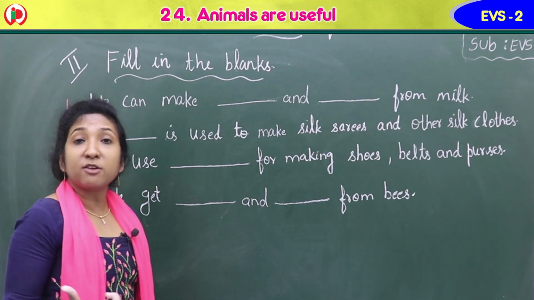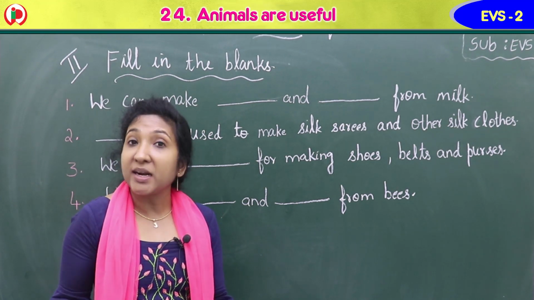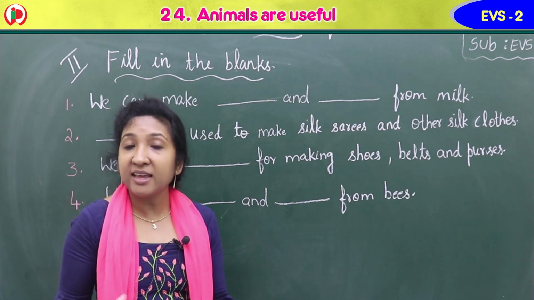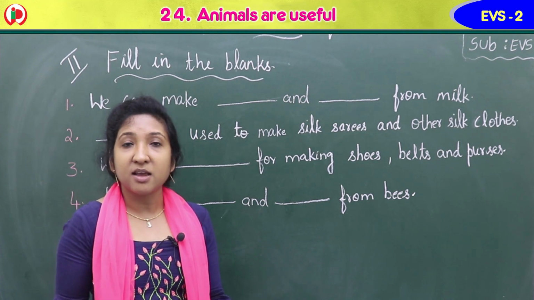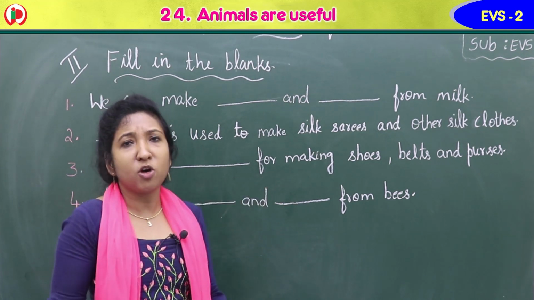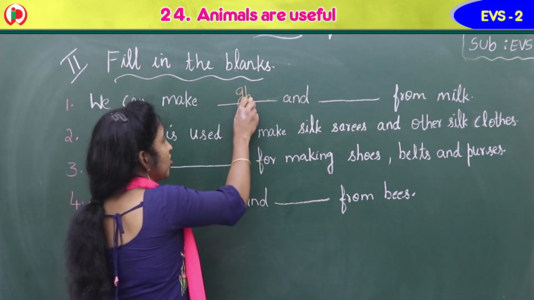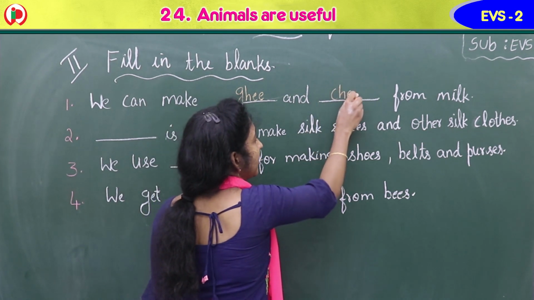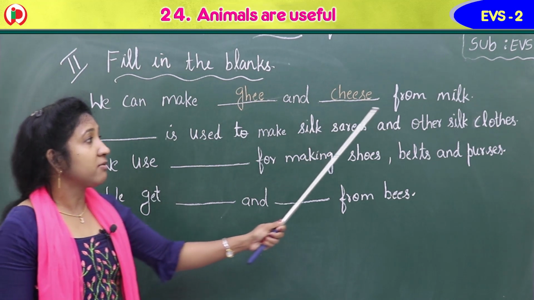What all things can we make from milk? We can make cheese, butter, curd, then ghee. Yes, a lot of products we can make from milk, isn't it? You can write your favorite thing, no problem. Anything you can write. You can write ghee, G-H-E-E. We can make ghee, then we can make cheese, C-H-E-E-S-E, cheese. So we can make ghee and cheese from milk.